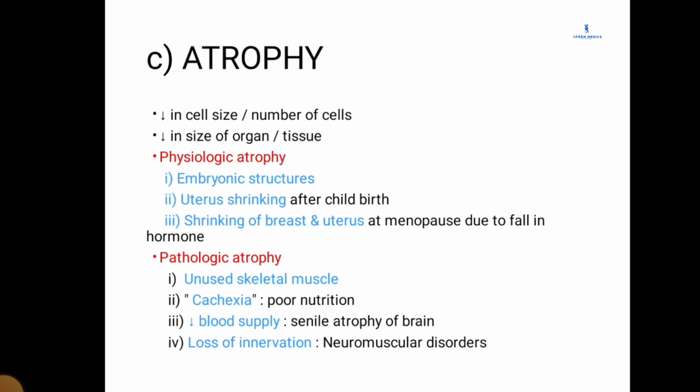And the next one is decreased blood supply. It is senile atrophy of the brain. It is to be known that with atherosclerosis of the brain in elderly people, the brain gets smaller, and this is called senile atrophy of the brain. It is due to the decreased blood supply, which is also pathological atrophy. And there is loss of innervation in several neuromuscular disorders.